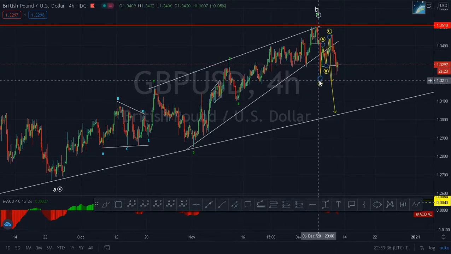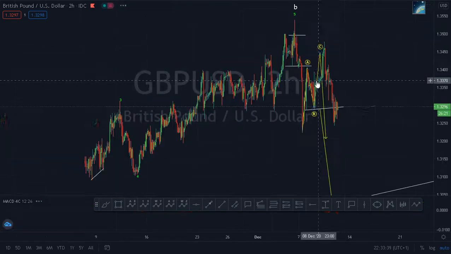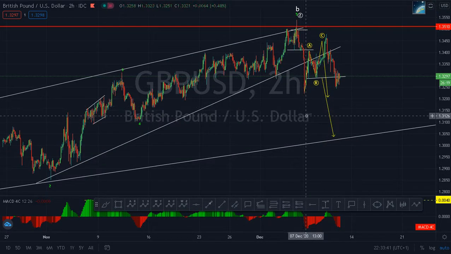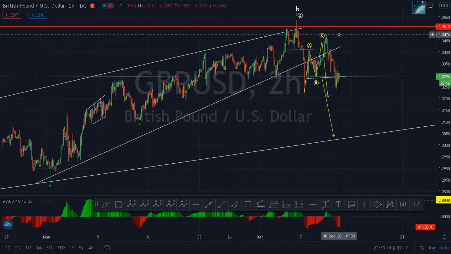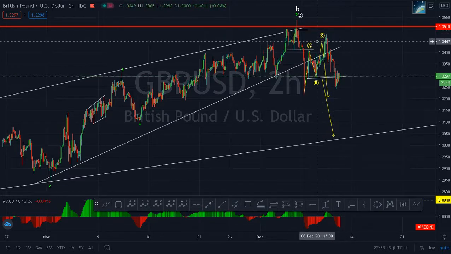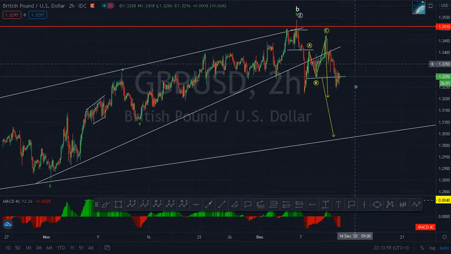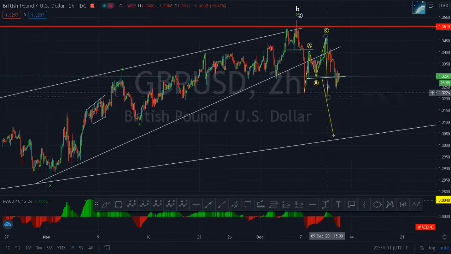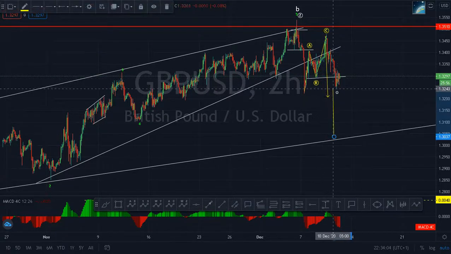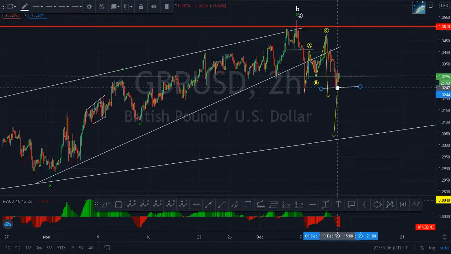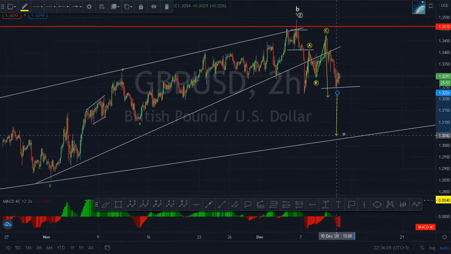Okay, let me go to 2 hours to show you something. Last time I said that we will likely have ABC, and the ABC has happened a little above where I said it will stop. Okay, it has happened, but I'm supposed to see a better move. I can see it's just sluggish. So I was thinking that here will be a sell stop, but for now GBP is no trade for me.